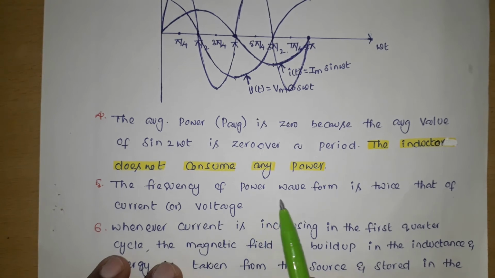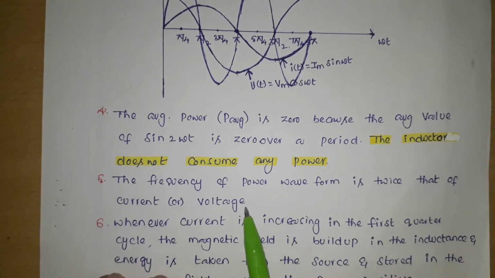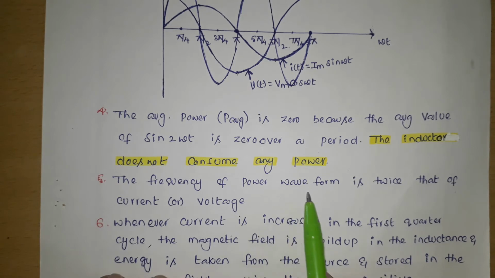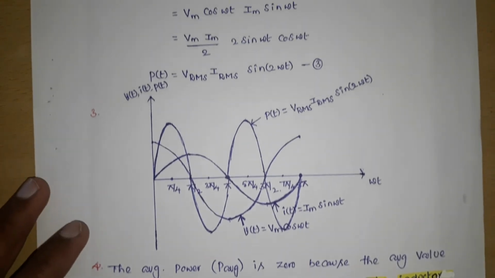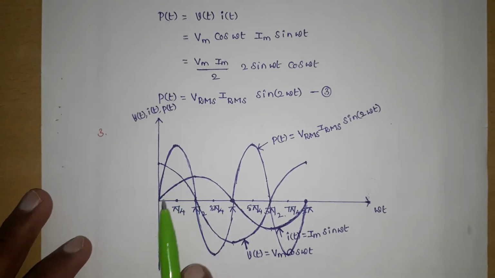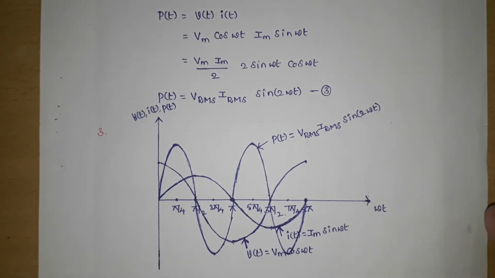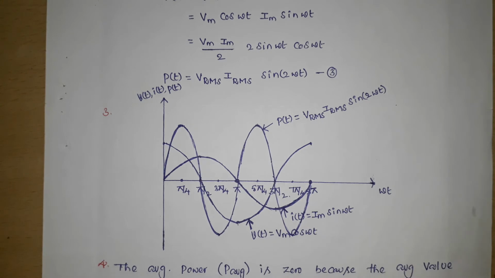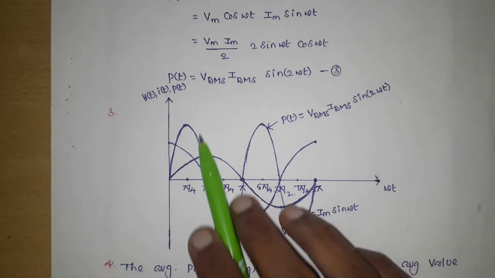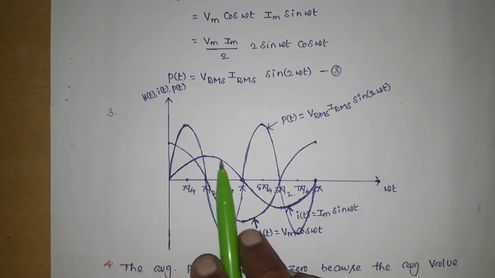So the frequency of the power waveform is twice that of current or voltage. If you observe this, whenever current is increasing, the magnetic field is increasing. The inductor stores energy in the magnetic field and the capacitor stores energy in the electrical field. As the magnetic field is increasing, the capacity to store power in the inductor is increasing. That's why power is positive during the first quarter of the current.